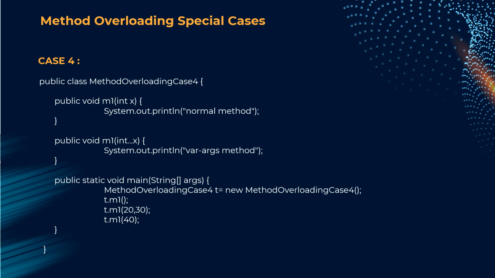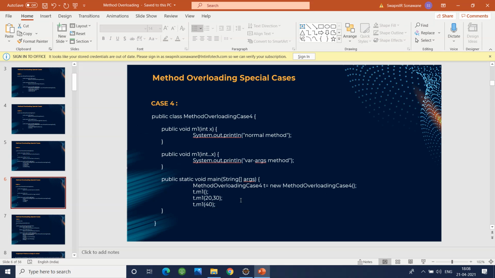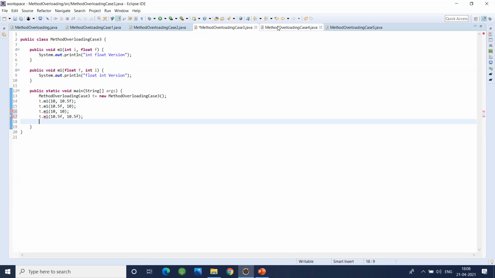So you might wonder why. Obviously, the m1 method has one parameter, so we should pass at least one parameter to get the output as normal method. But in this case, as we are not passing any parameter, we will get varargs method as output, because a varargs method can take 0 or n number of arguments, as we know. For the second case, again we will get varargs method as output, and for the last one, as we are passing one parameter, we will get normal method as output. So this is a simple one.